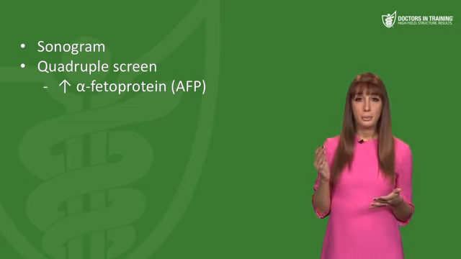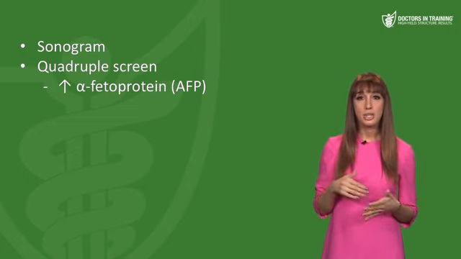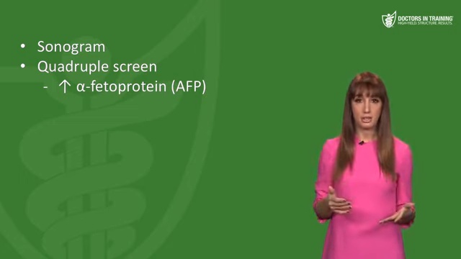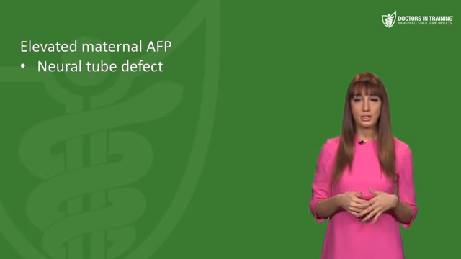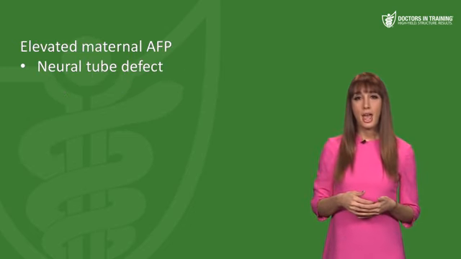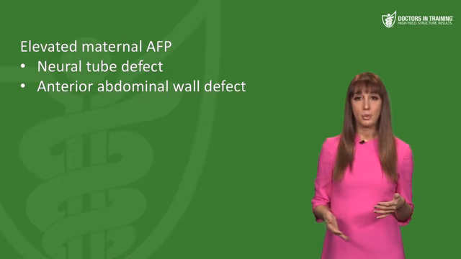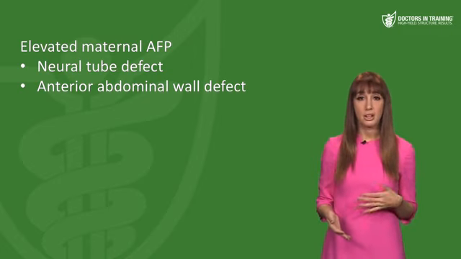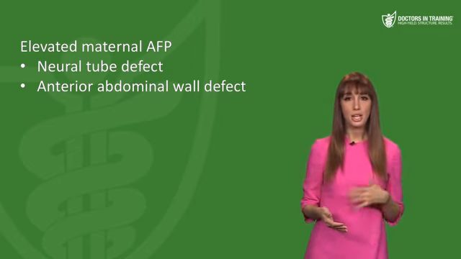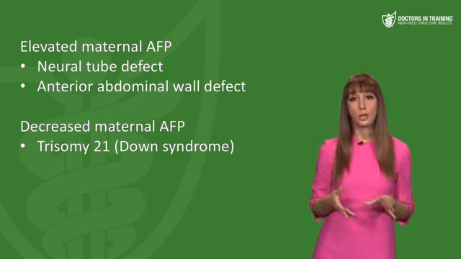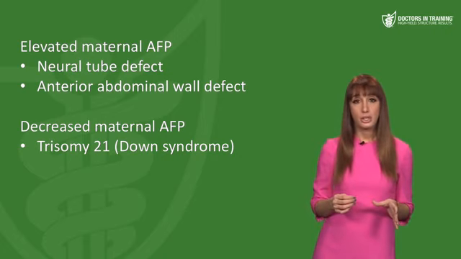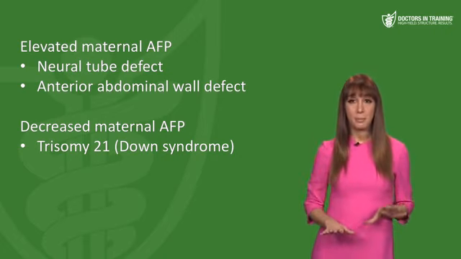If the alpha-fetoprotein level is elevated, that usually would indicate one of 2 big things. One is a neural tube defect, and the other is an anterior abdominal wall defect, which will be covered in another video. In trisomy 21, or Down syndrome, the quad screen would show a decreased maternal AFP.